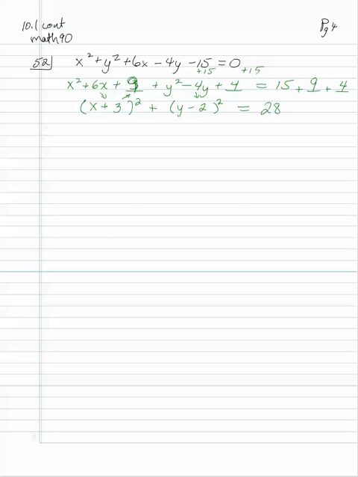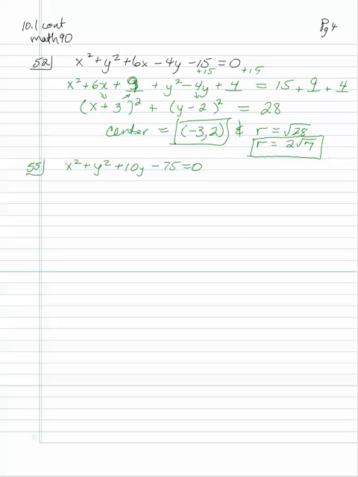And now we can say the center is negative 3, 2, and the radius is the square root of 28. Or simply, let's simplify that. It's 2 times 2 times 7, so 2 comes out, 7 stays inside. So we got the center is negative 3, 2, and the radius is 2 root 7.